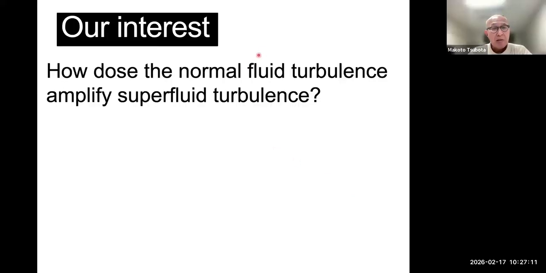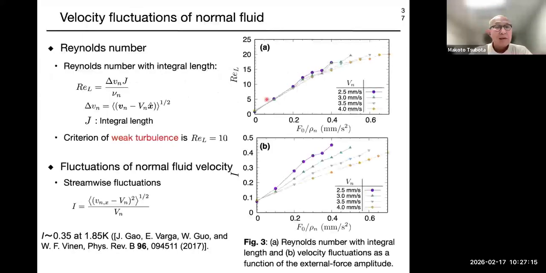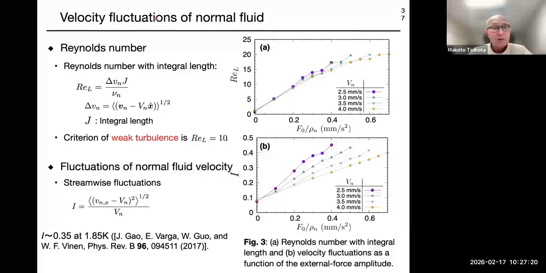So our interest is, how does the normal fluid turbulence amplify superfluid turbulence? In order to characterize the normal fluid turbulence, we introduced two quantities. One is the Reynolds number for the normal fluid fluctuation. So this is our definition for the case. Delta Vn is a fluctuation of the normal fluid. ℓ is some integral length. And νn is, of course, the kinematic viscosity of the normal fluid. And this is our numerical result.